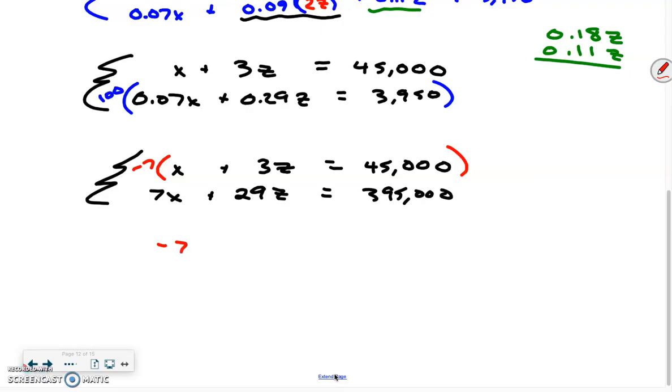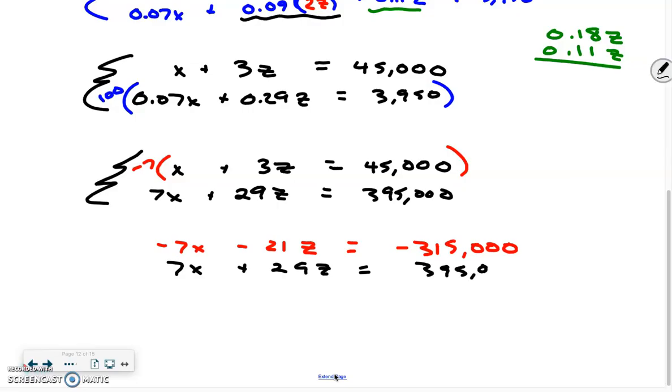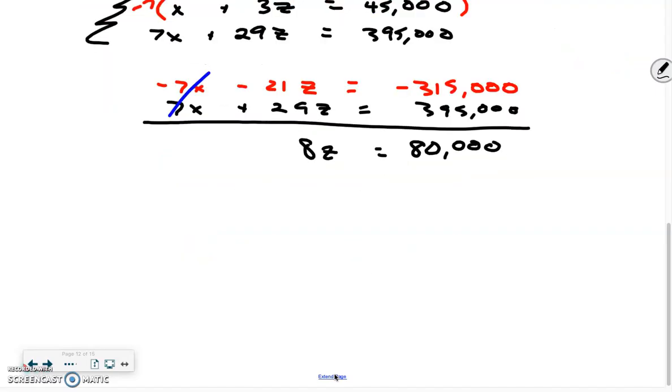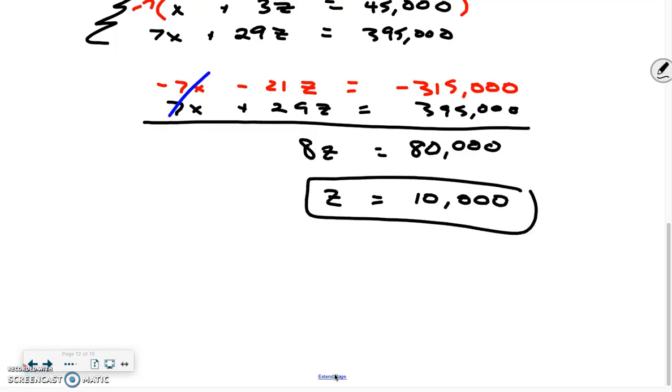Again, top equation is now negative 7x minus 21z, I don't know what I was trying to draw there, 21z equals negative 315,000. Second equation stays at 7x plus 29z equals 395,000. And the beauty of the elimination method is that the x's do exactly that. They eliminate, they cancel, they're gone. Now we have 8z equals 80,000, which means z has to equal how much, please? So z is going to be 10,000. 1 down, 2 to go.